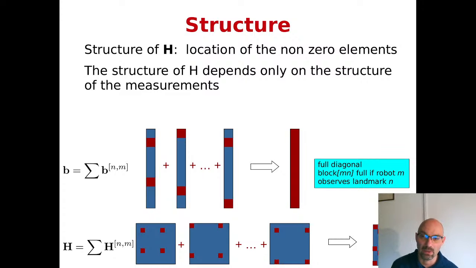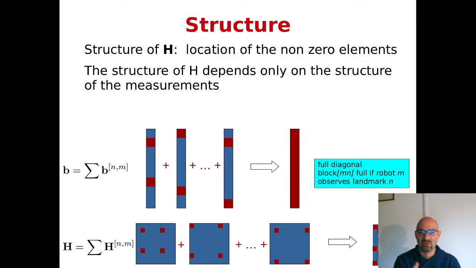And in particular, you might find that here you will have a number of non-zero blocks, excluding the diagonal, which is at most equal to the number of measurements. Now, if you consider that in a classical SLAM problem, you have a number of measurements which are growing linearly with the number of positions.